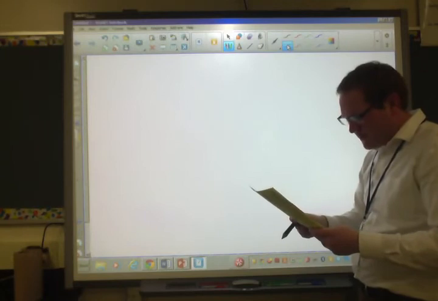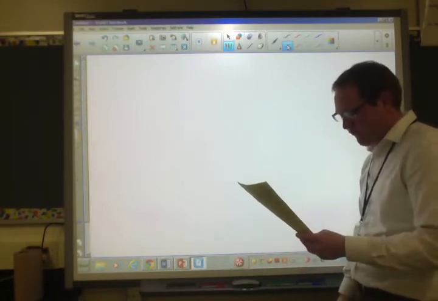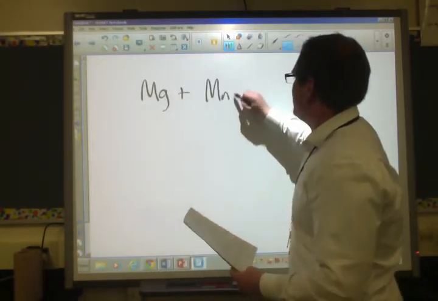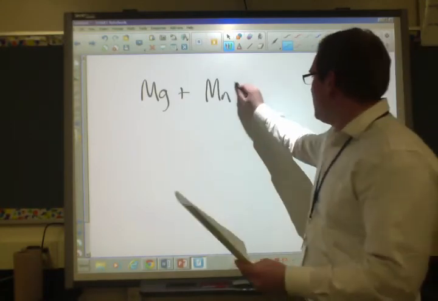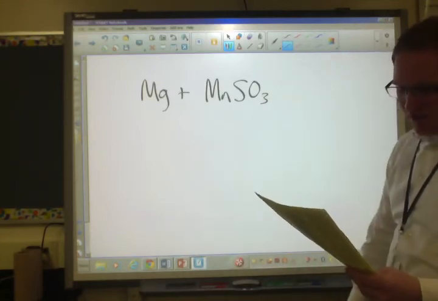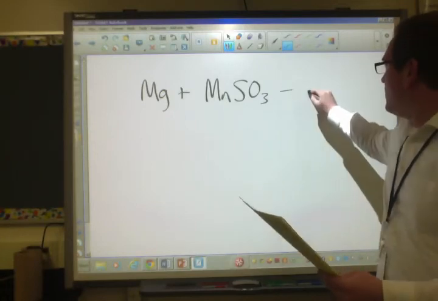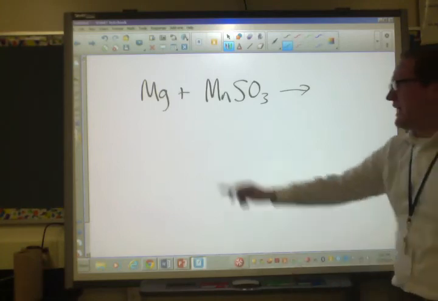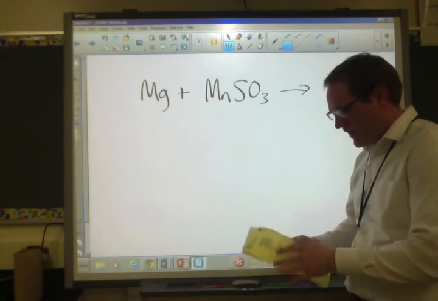Number 11. Piece of magnesium ribbon, pure Mg, is dropped into a beaker of aqueous manganese 2 sulfite. Mg is dropped into manganese 2 sulfite. Wow, we haven't worked at that in a while. MnSO3. And I know that this is a formula because sulfite has a charge of 2 minus, manganese 2 is 2 plus. Single replacement reaction. So something's going to try to bump something. Magnesium is going to try to bump manganese. Can it do so? I'm guessing yes it can.